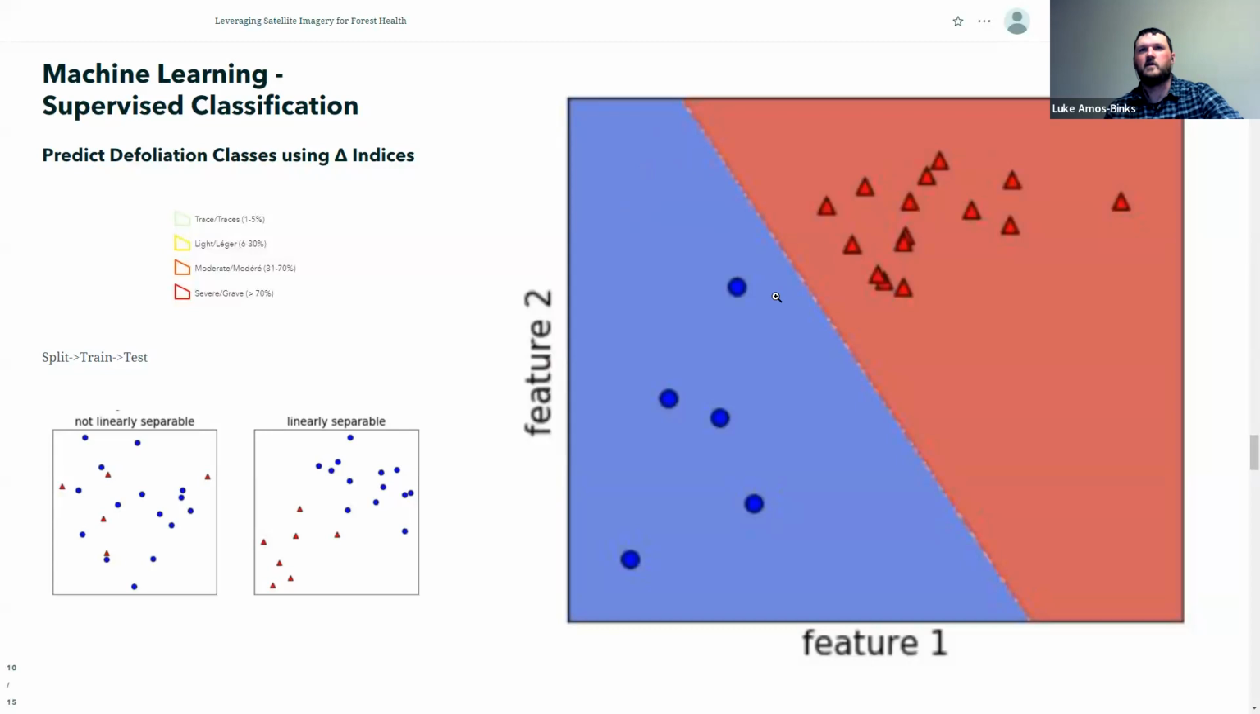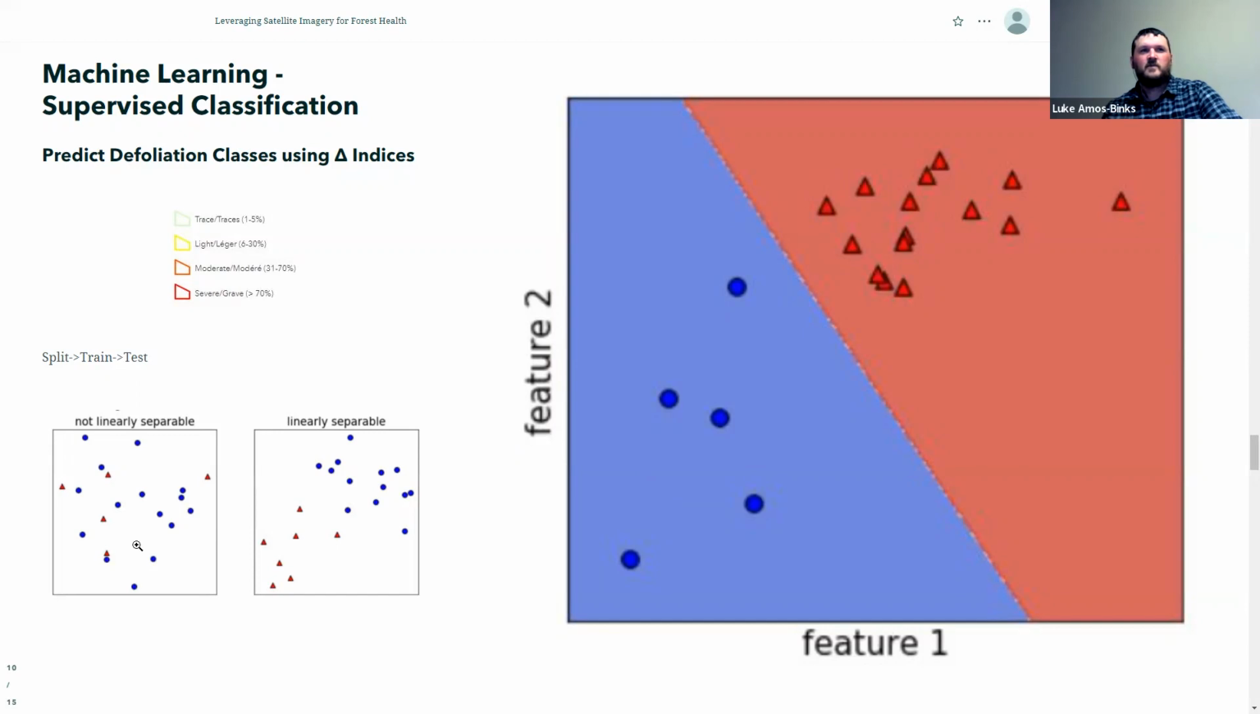So the blue area here is basically the fitted model for one category, and the red is the other category that comes out of a simple model. And these data points are the test data. So in this case, the accuracy is 100%. Because all four of the blue dots are in the blue space, and all of the red triangles are in the red space. So that doesn't happen very often, but it's just a simple example.